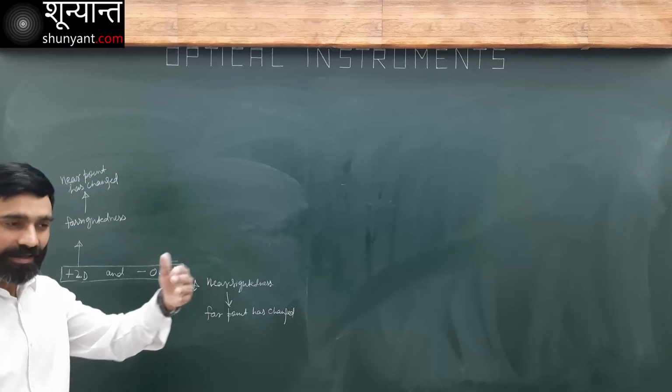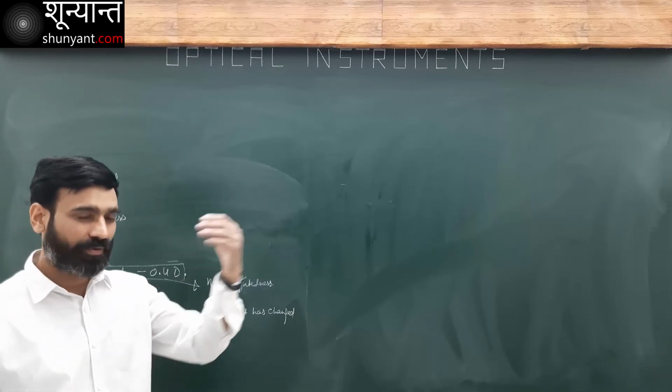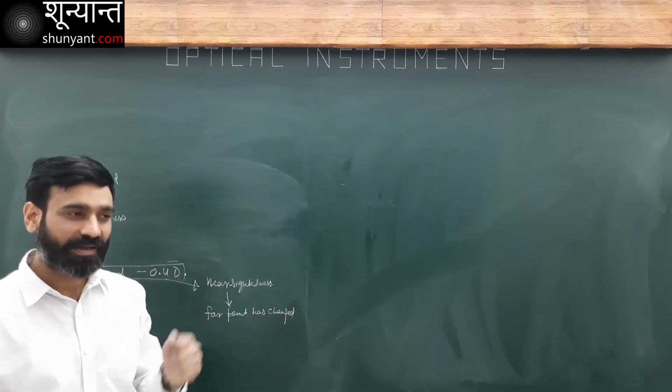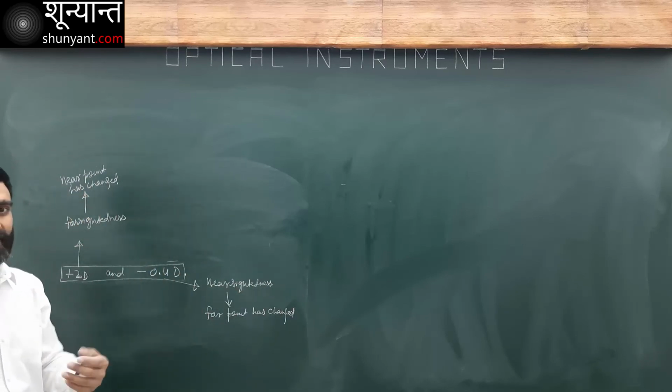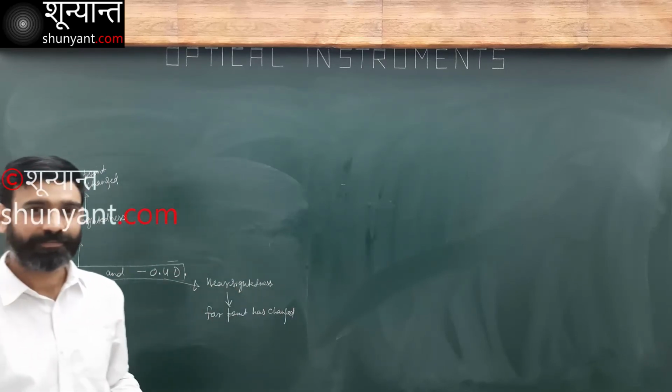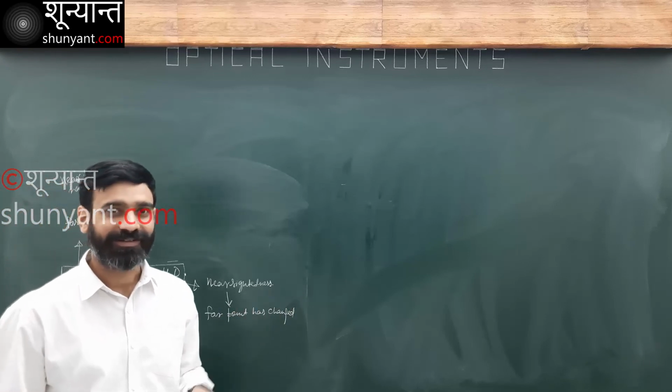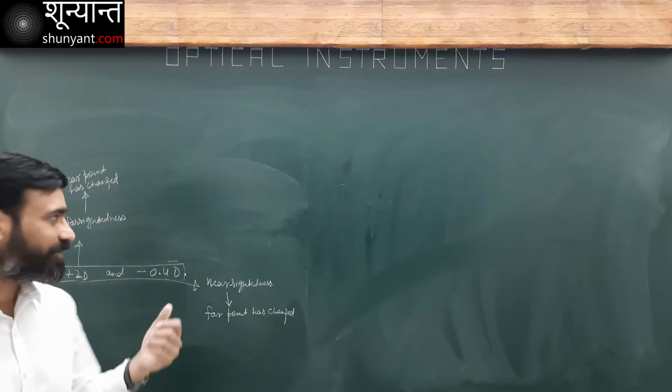I can see nearby objects. I cannot see far off objects. My far point has changed. I can see far off objects. I can see the moon clearly. But I cannot read a book. I use a convex lens.